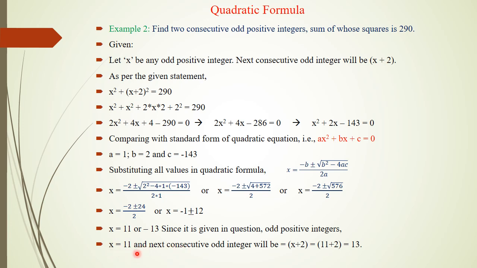Therefore, x equal to 11 is the first odd positive integer, and the next consecutive odd integer will be x plus 2, that is nothing but 11 plus 2, which is equal to 13. Hope you understood solving quadratic equations by the quadratic formula. I have tried to simplify it as easily as possible.